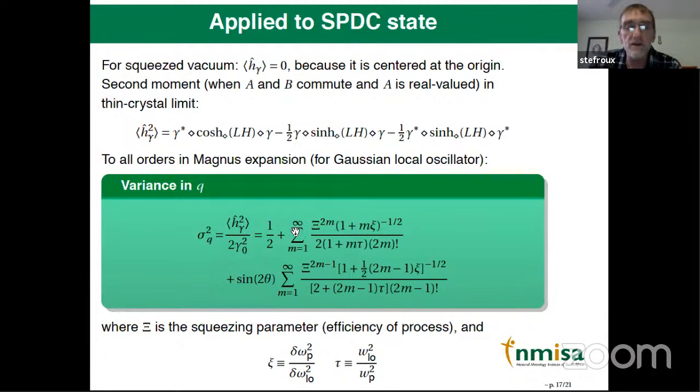So you can see the summation over n, it runs over all the terms in the Magnus expansion. And I have 3 parameters here. This capital C is the squeezing parameter, and it's just a combination of all the dimension parameters in the experiment that determines the efficiency of the down conversion process. Then I also have a small c, which is the squared ratio of the bandwidths of the pump and the local oscillator. And the tau is the squared ratio of the beam width of the local oscillator and the pump.